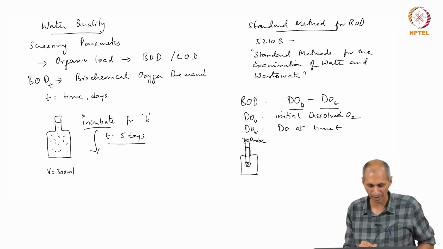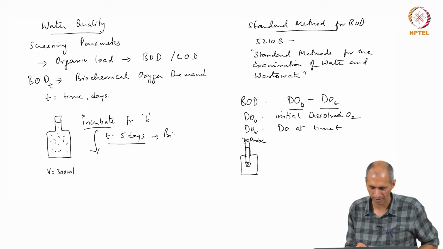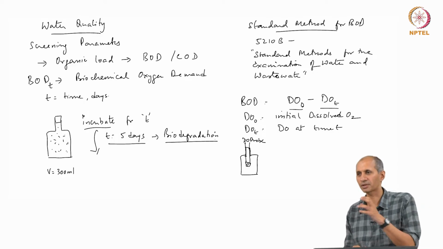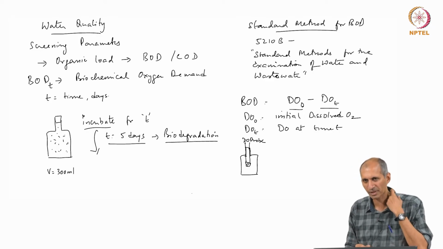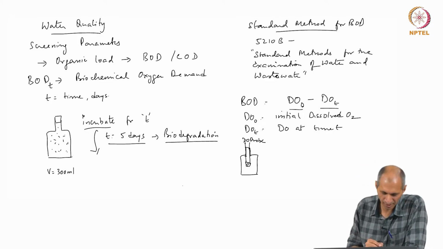We are doing biodegradation here, right? We are doing biological degradation. Then you have to think about what are the things that affect biodegradation, and also things that affect oxygen consumption, the oxygen in the water. If we talk about biodegradation, one thing that biodegradation is influenced by is temperature.